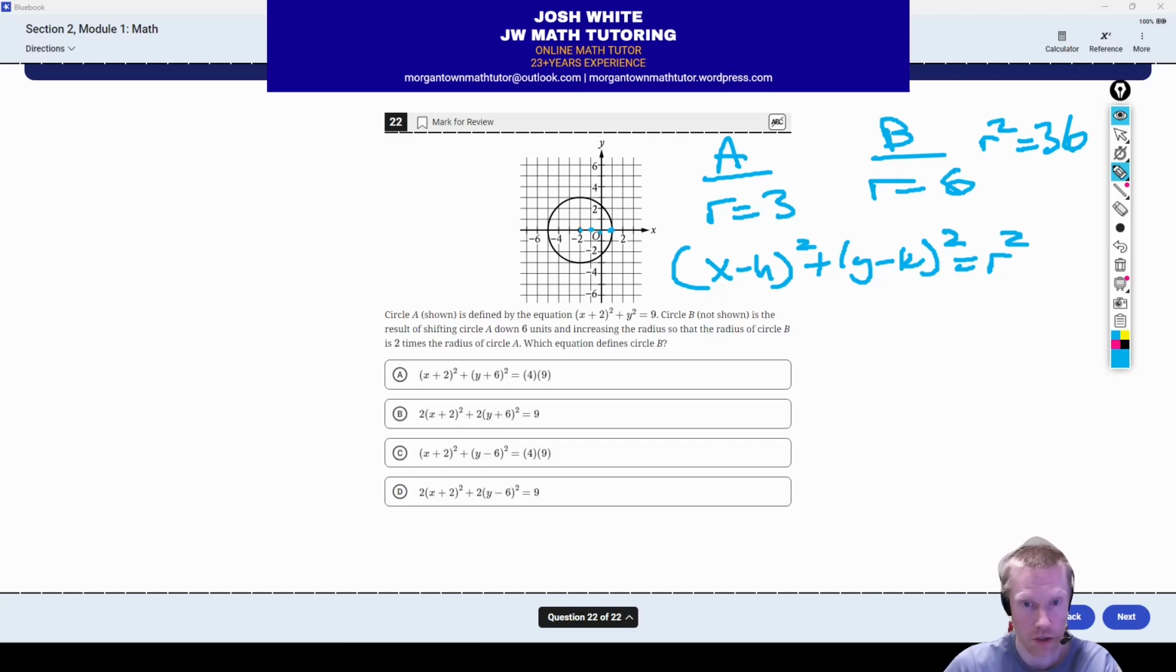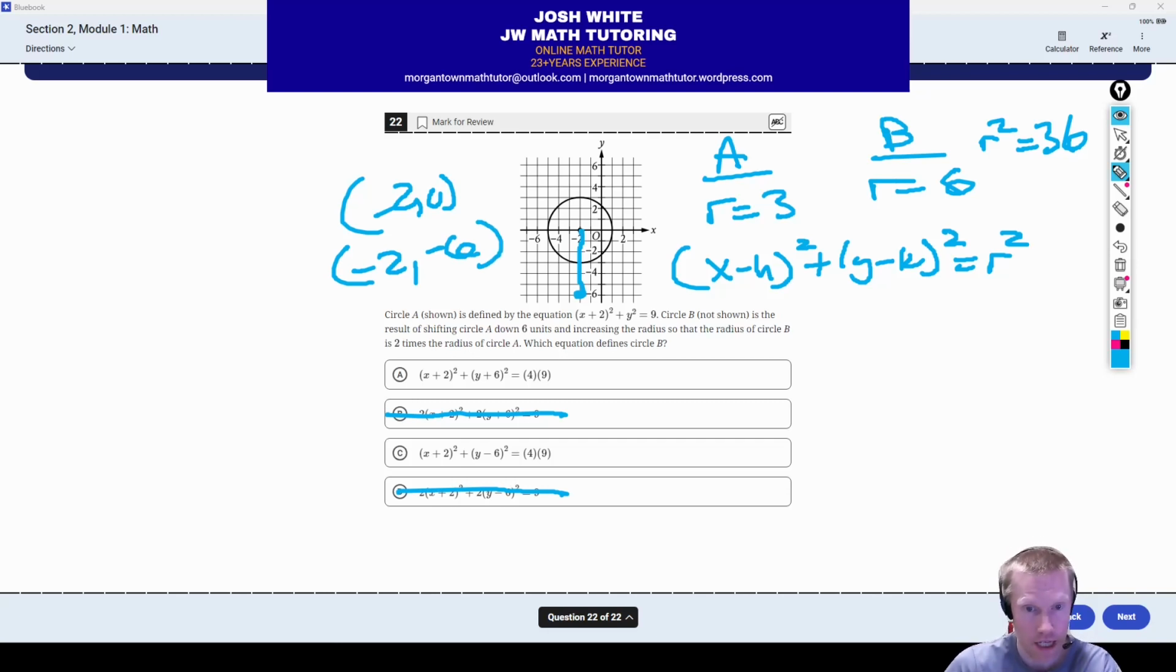So in our answer choices, we're looking for an equation which is equal to 36 on the right side. So this one's out, this one's out. I'm down to these two choices. Now, in terms of shifting it, notice the center here is originally at (-2, 0), and it shifted down 6 units. So let's count down 1, 2, 3, 4, 5, 6. That means the new center should be at (-2, -6).